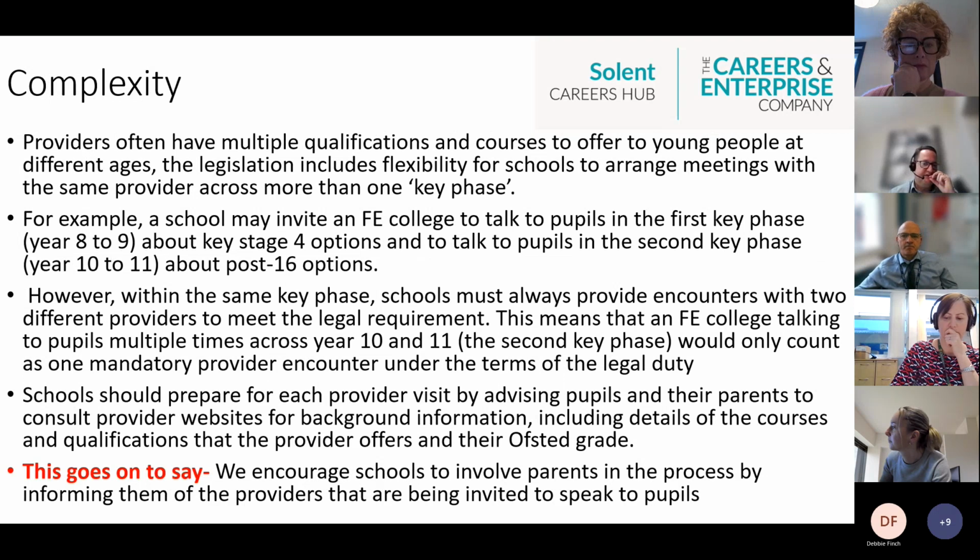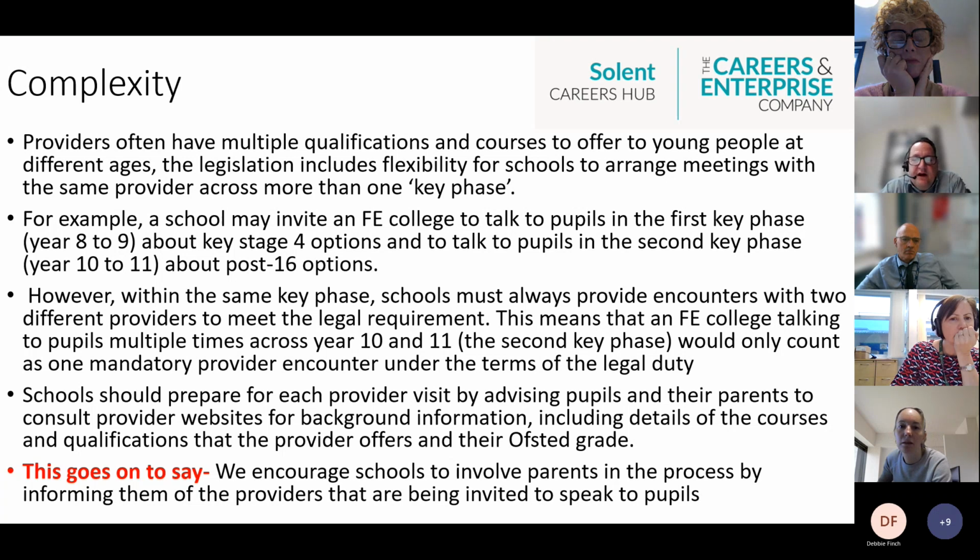So the complexities around this. Providers, this is just one of the complexities. Providers often have multiple qualifications and courses to offer to young people at different ages. The legislation includes flexibility for schools to arrange meetings with the same provider across more than one year, one key phase. One of the examples we had here is if an FE college comes along, does 5 days in a row with the 5 different year groups, will that qualify? To an extent it will, but it will all rely on the content.